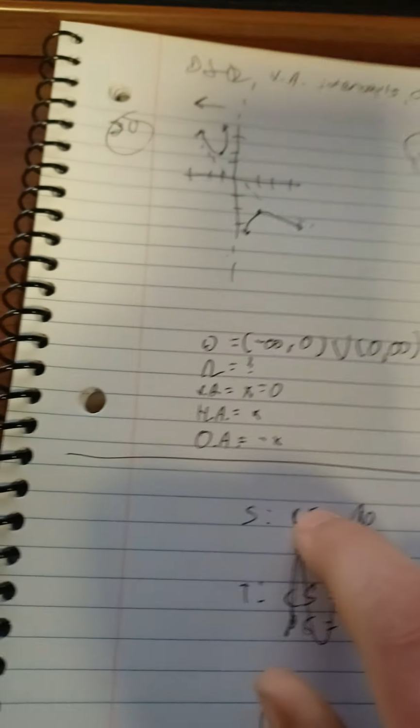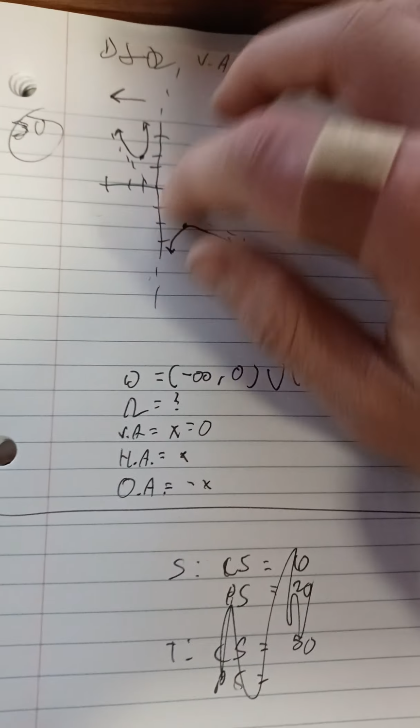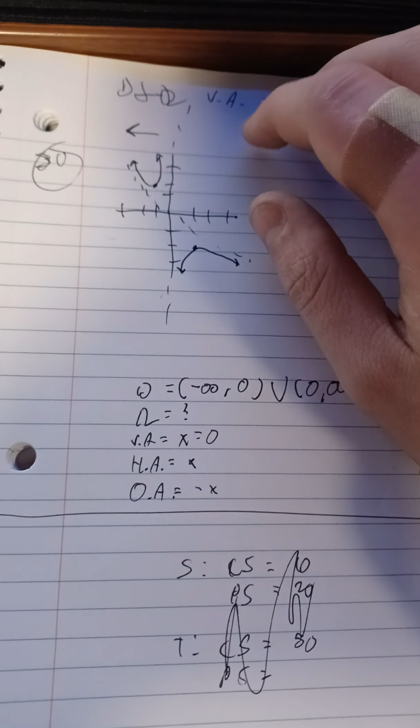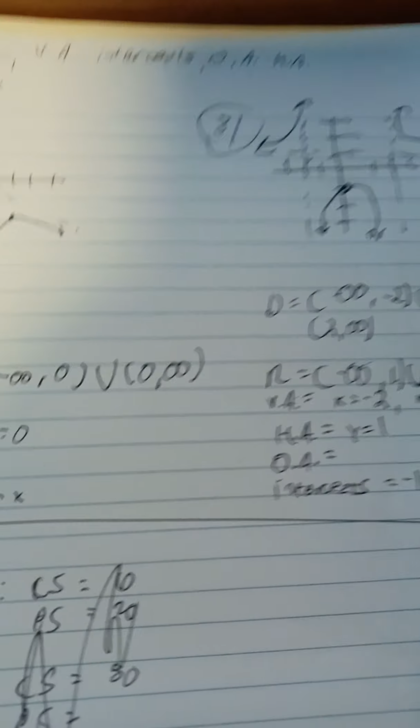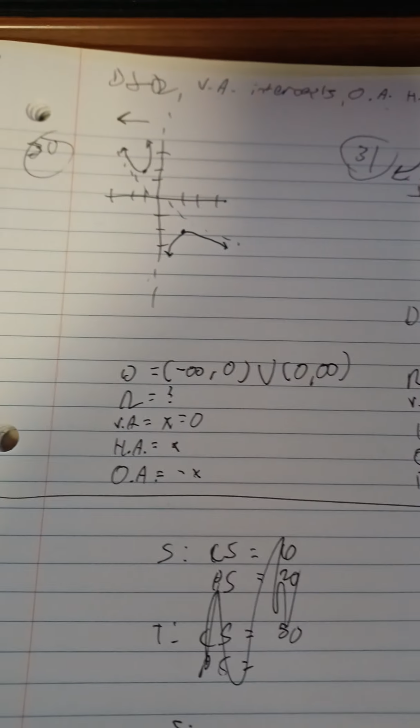There are also no intercepts. I didn't put it down, but it wasn't any to begin with, so it's okay. There aren't any because none can touch the y-axis because of the asymptote, and none can touch the x-axis either because of the other asymptote. So that is the whole problem with 30.